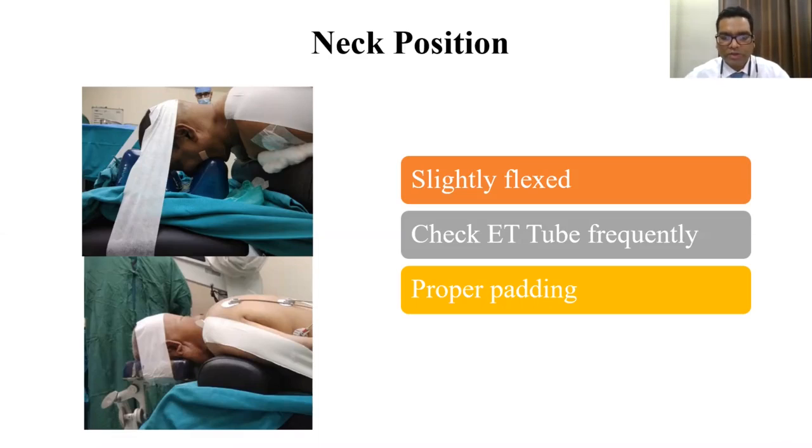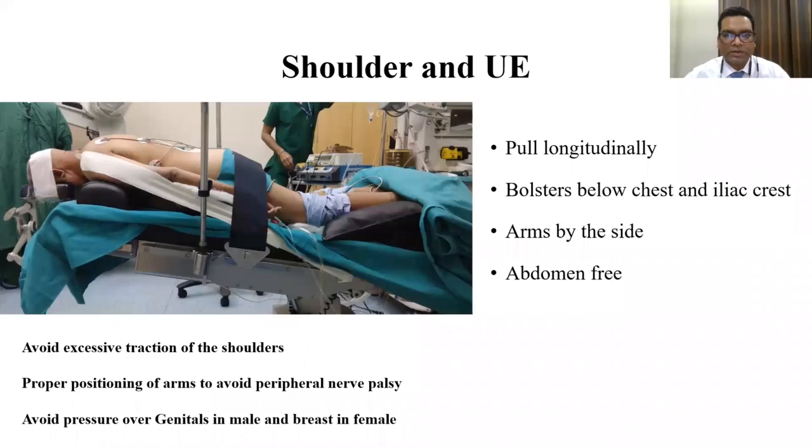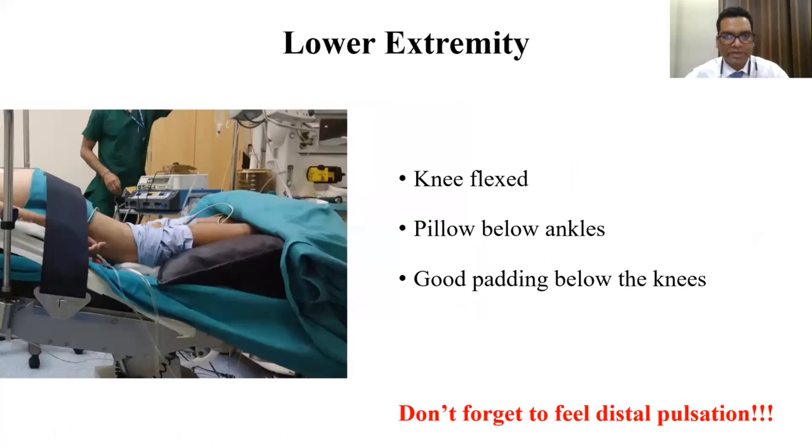Our anesthetist usually uses a torch because if the drape is on, then it's not possible to check the eyes and the neck position. The shoulder and the upper limbs: pull the upper limbs longitudinally, place a bolster below the chest and the iliac crest, arms by the side. The abdomen has to be free. Avoid excessive traction on the shoulder, position the arm properly to avoid peripheral nerve palsy, and avoid pressure over the genitalia in males and the breast in females.